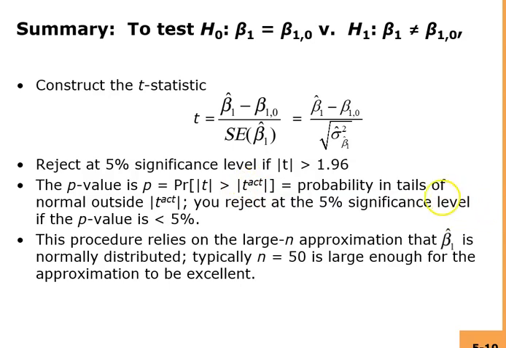And obviously this probability of the t will be determined by the level of significance that we choose in our analysis. If we are choosing a 5% level of significance, then we are looking at the probability corresponding to the t-stat of 1.96 and minus 1.96 on both ends. This procedure relies on the large n approximation that beta 1 hat is normally distributed. Whenever the sample is larger than 50, we are confident that the t distribution is very similar to the standard normal distribution, and that is what we use to calculate the probabilities.